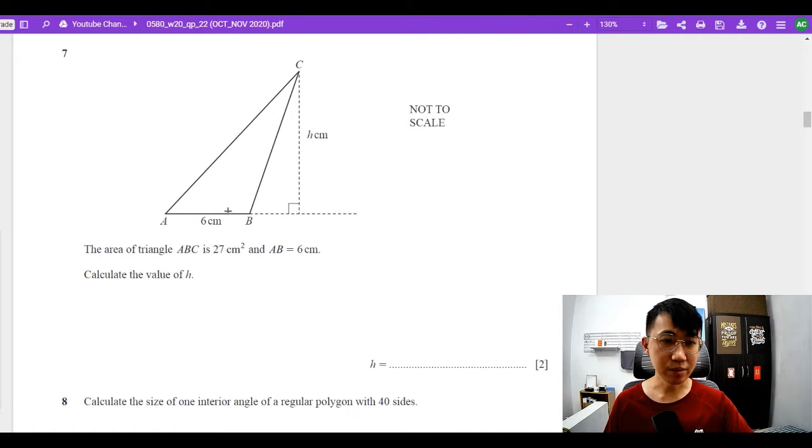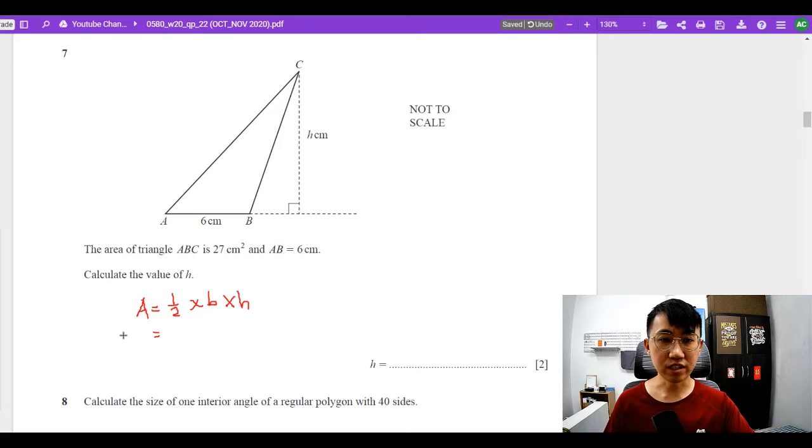Make sure everything is labeled accordingly. Calculate the value of h, which is the height itself. It's not known to you. Alright, first step, you're going to write your formula for triangle area, half times base times height. And then go on and label whatever information that you have.